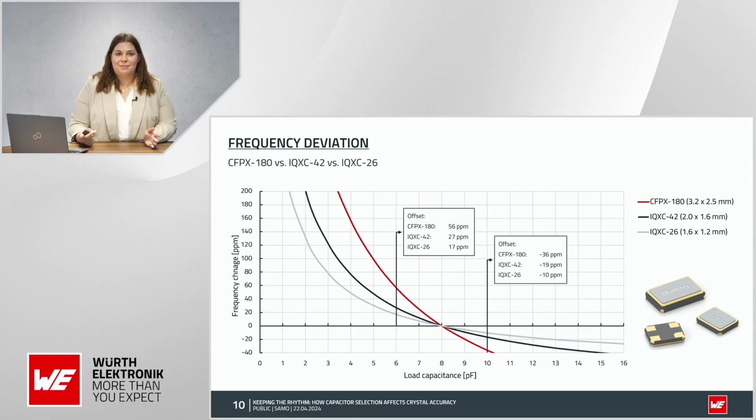So you could really buy the best crystal, but if you don't have the right load capacitance in your circuit, you still have a frequency deviation way higher than the tolerance. And for the other sizes, it's the same. We're out of specification of the 10 ppm tolerance. So this is why it's so important to choose the right capacitors, because it's really affecting your accuracy. And if you have an application that needs a really tight specification on frequency, then it's even more important to select the right capacitors.